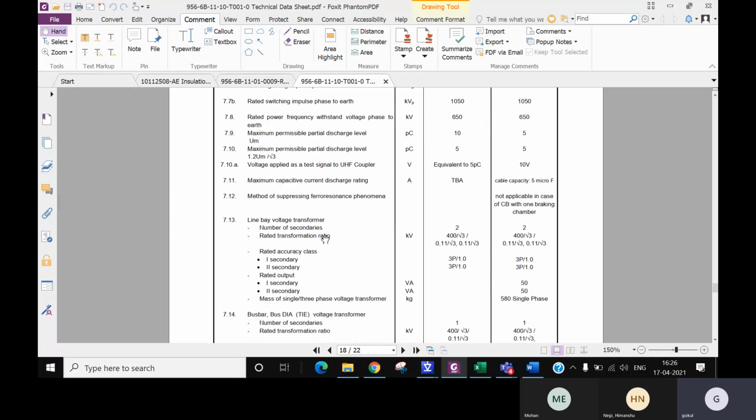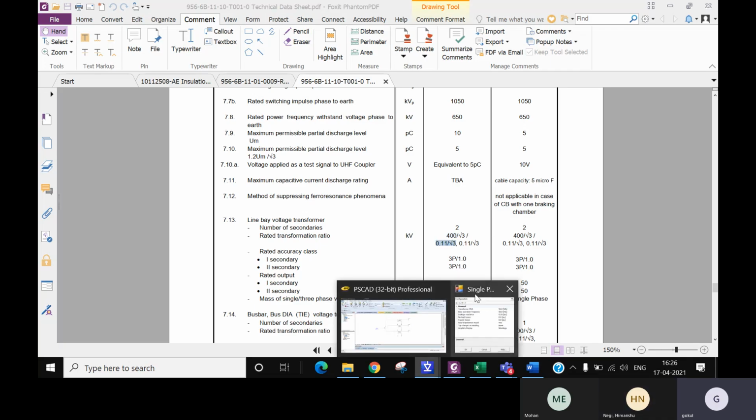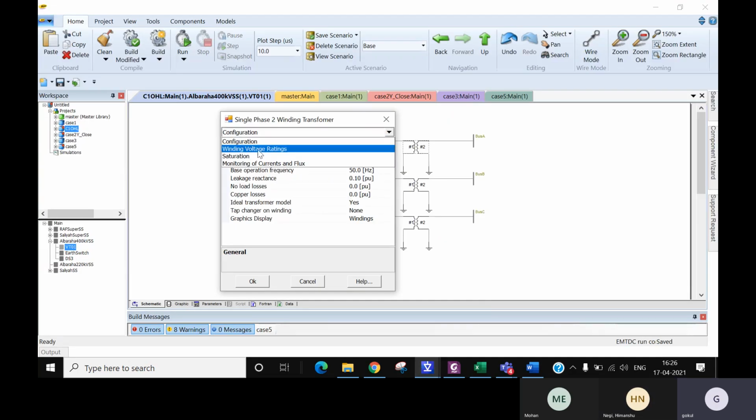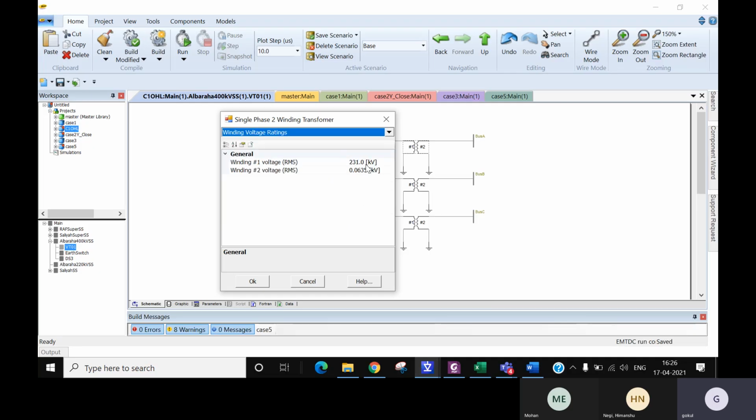Here is the number of secondaries. For the first winding you can give 400 bar root 3, and the second winding is 0.11 bar root 3. The same thing I have given here, where winding voltage 400 bar root 3 is 231, and 0.11 kV bar root 3 is 0.0635. So you have to give the values here. The next thing is configuration.